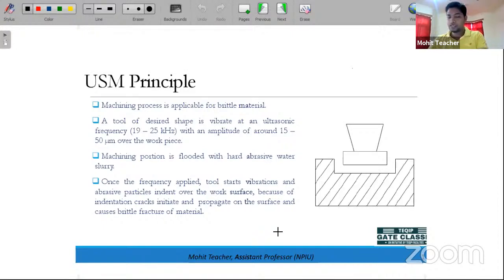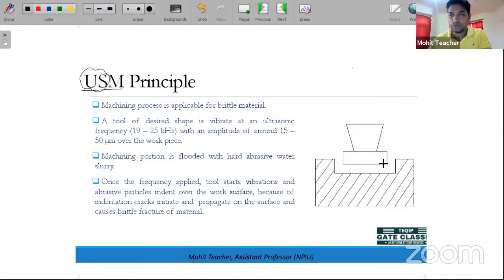USM is basically the ultrasonic machining process, and ultrasonic refers to a kind of frequency. The frequency we use in this process provides the vibrations. Generally this frequency is considered to be more than the audible range, which is around 15 to 16 kilohertz, so we are using a frequency greater than that. First of all, I am just briefing the concept.